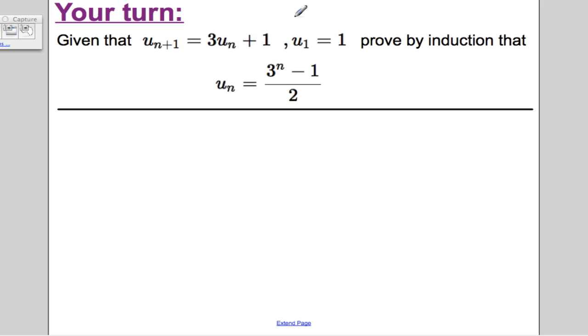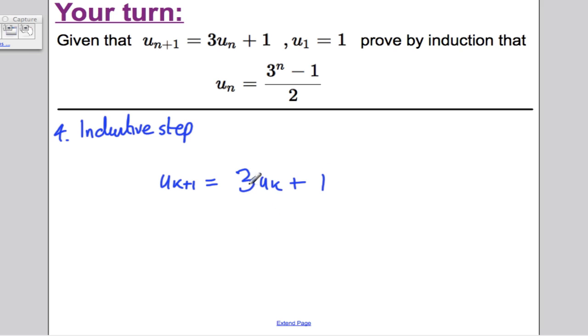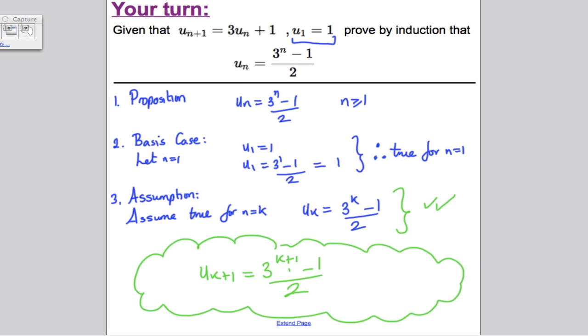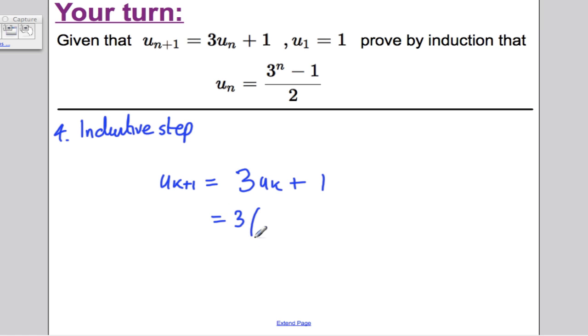Okay, let's move on to the hard part then, this inductive step. Step 4, inductive step. Well, you want to work out what u to the k plus 1 is. You can't use this. What you can say is that it's equal to 3 times uk plus 1. And you know a formula for this from the previous slide. uk is 3 to the k minus 1 over 2. So what you can do is say 3 times 3 to the k minus 1 over 2 plus 1. You've substituted for uk using your assumption step, step 3.